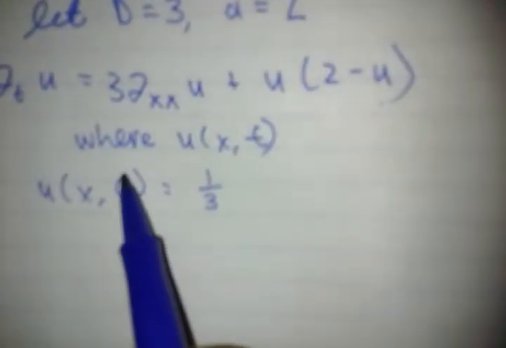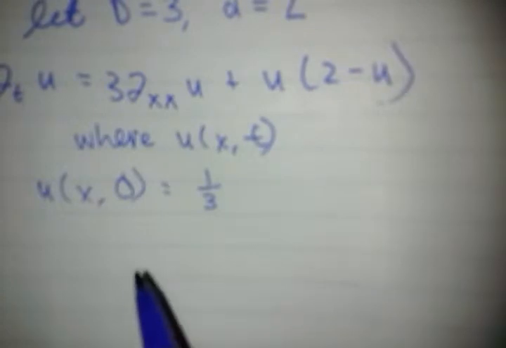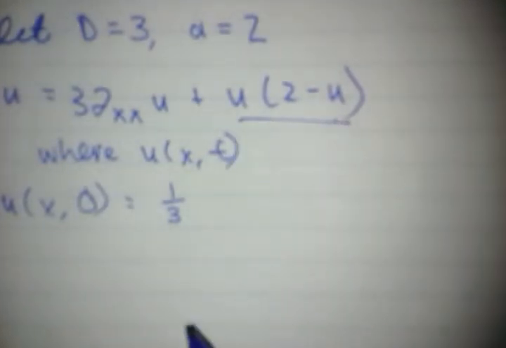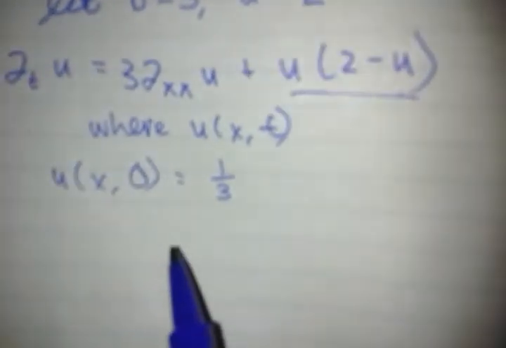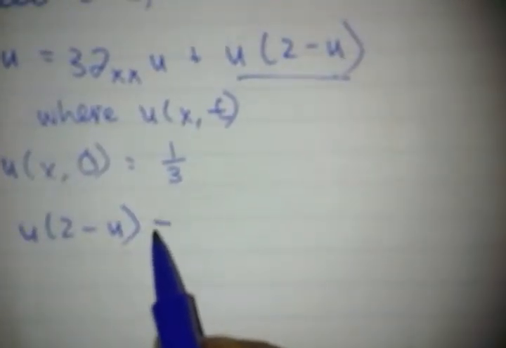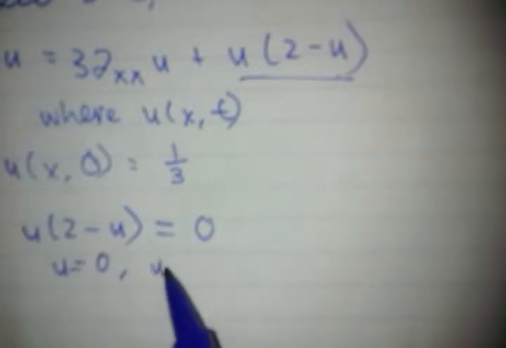Okay, is that visible? Yeah. If you say that, the first thing I usually do is I look at this term and say, oh, why not just set it to 0 because it looks interesting? This is originally what I did, and then I memorized from there. But I've discovered why it is the case. So then we have u times the quantity of 2 minus u is equal to 0. Then u is equal to 0, and u is equal to 2.